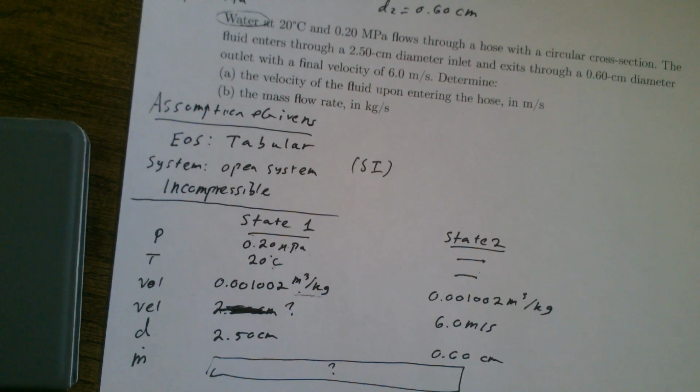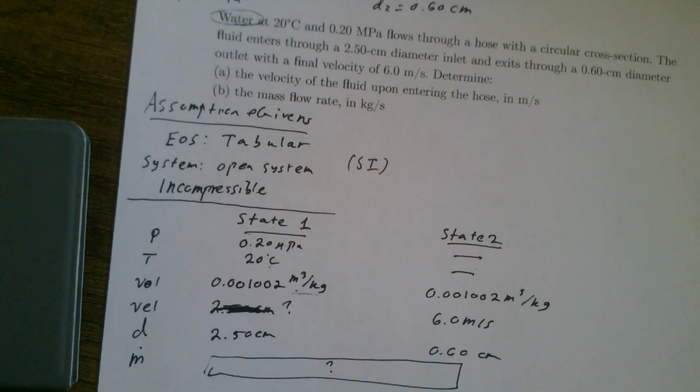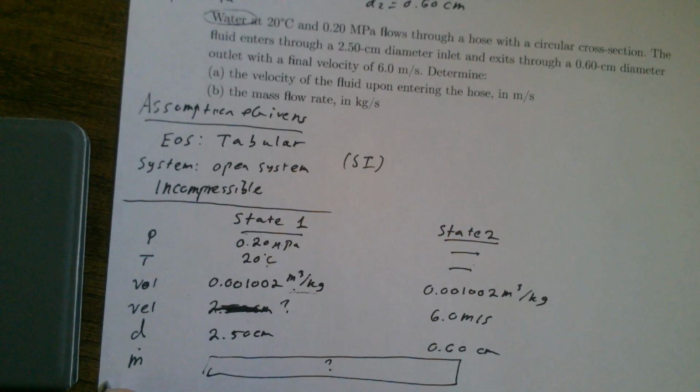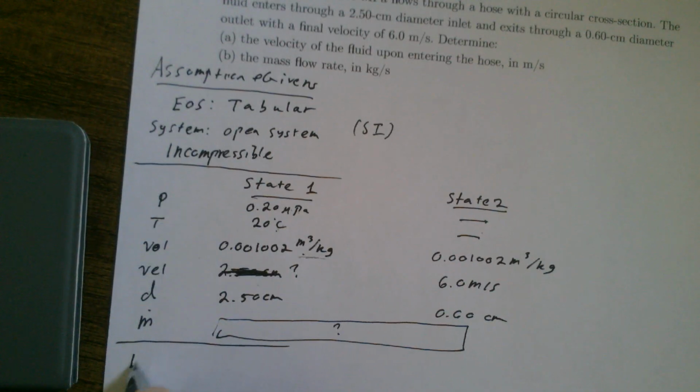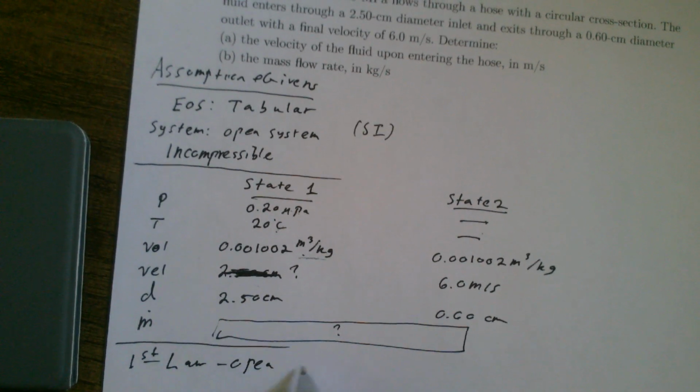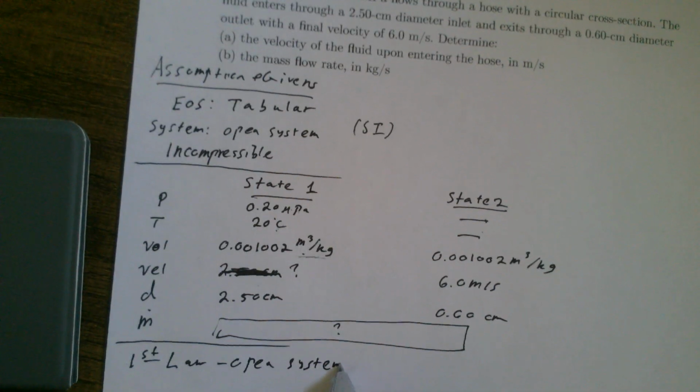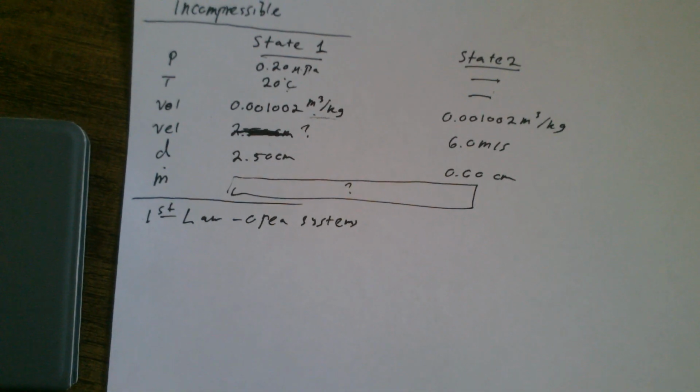We're not given enough information and we won't even need them. And now, once we're done with the states and all that we can fill in, we then go on to dealing with the actual laws. So in our case, this is a first law analysis. We're going to be dealing with first law, open systems. Now, when you're dealing with first law open systems, you typically need two equations.